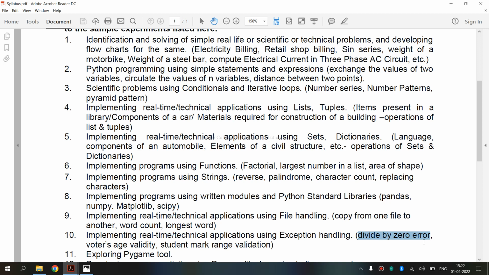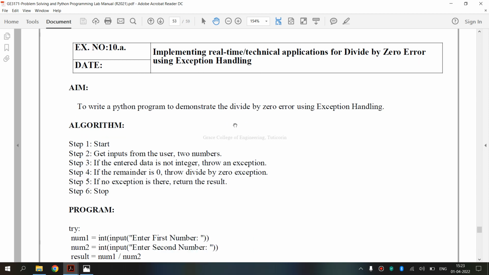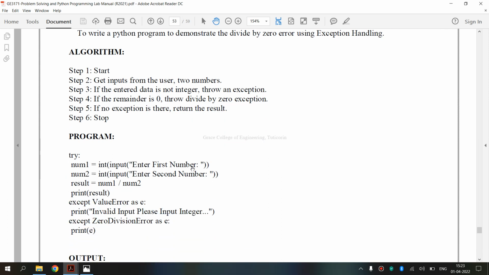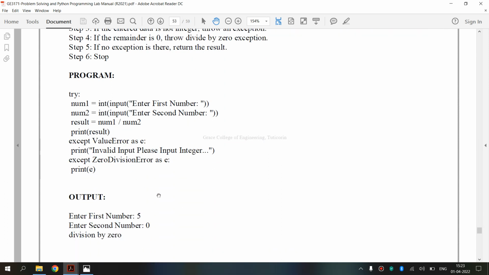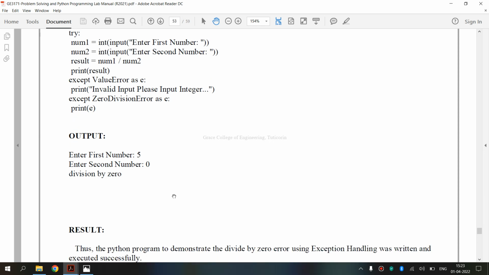Now we are going to see the lab manual. This is the lab manual for exercise number 10a: implementing real-time or technical applications for divide by zero error using exception handling. It is the aim, and this is the algorithm, this is the program and this is the output. Now we are going to execute this program.